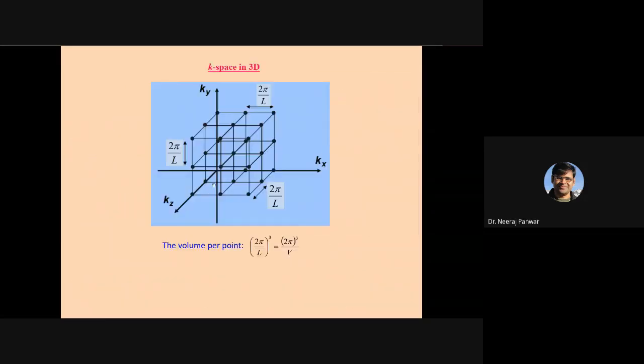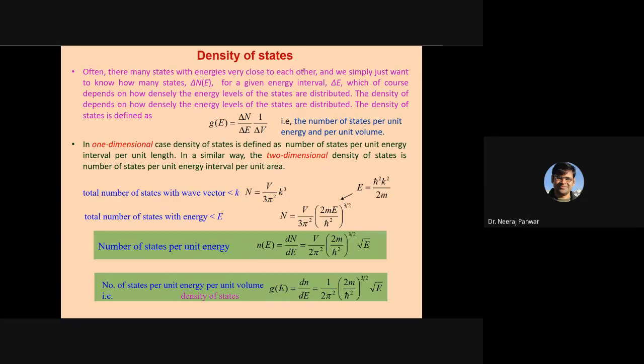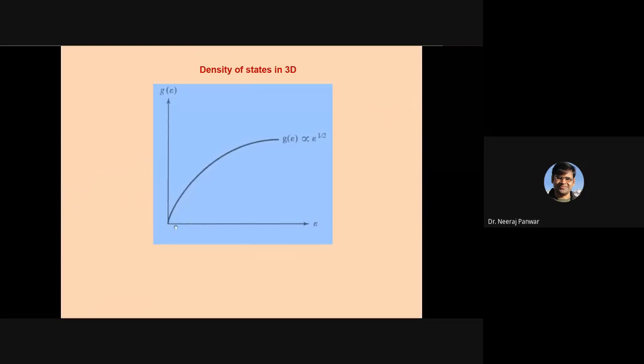This is the k space in 3 dimensions, and the volume associated with each k point in 3 dimensions is (2 pi) cube divided by the volume of the cube. We defined the density of states as the number of energy states lying in the energy interval dE per unit volume. For 3 dimensions, we calculated that the density of states varies as the square root of E. So this is how the density of states varies with E. This equation represents the graph of a parabola, so we are going to get the graph of a parabola.